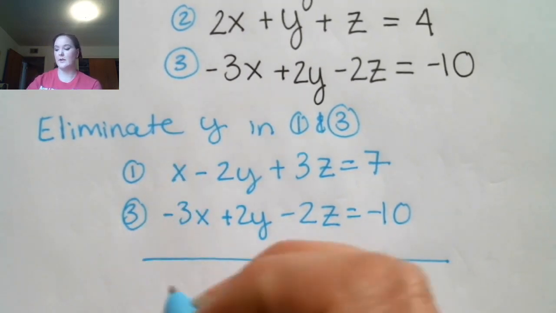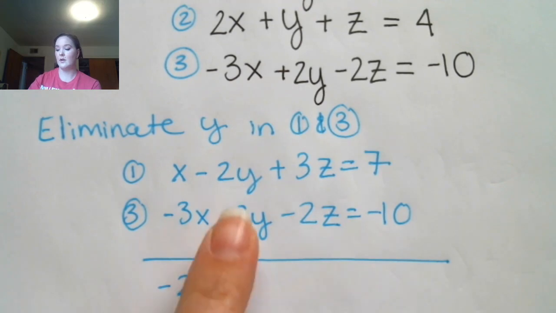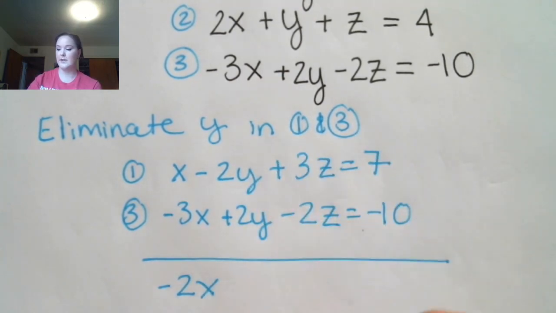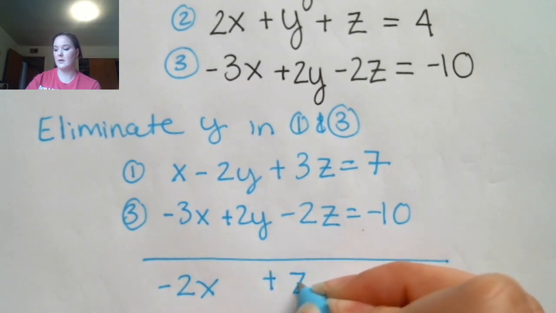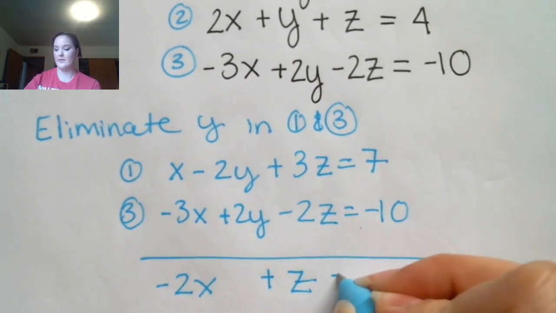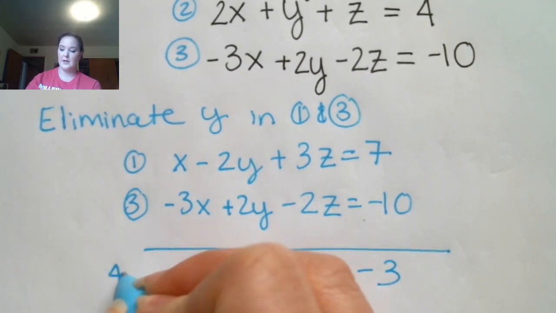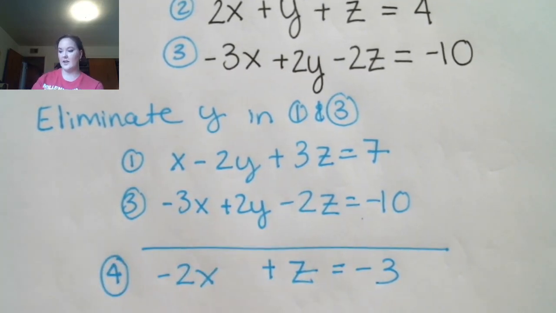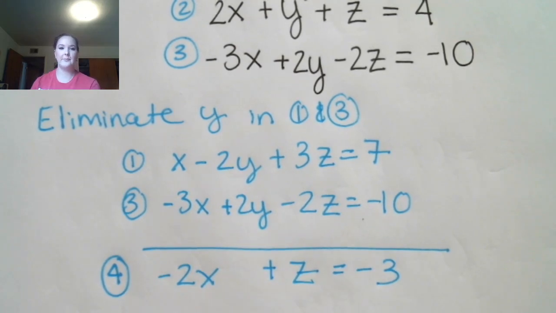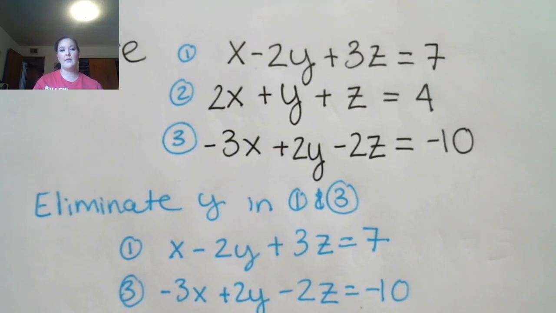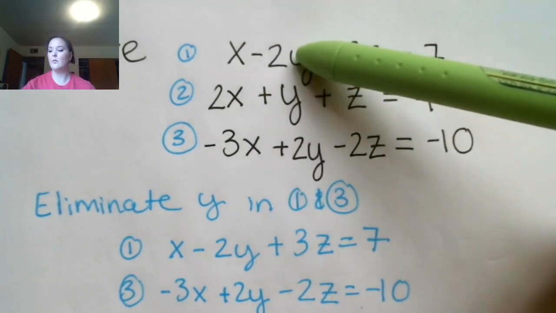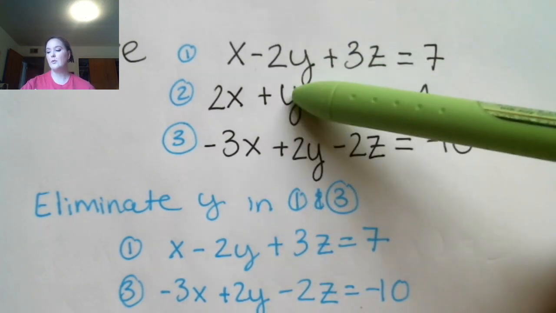Okay, so x plus negative 3x is negative 2x. Negative 2y plus 2y is 0. 3z minus 2z is 1z. Okay, and 7 plus negative 10 is negative 3. Okay, so this is what would be my fourth equation, and you can see that it only has x and z. Okay, so now I'm going to look back and try to find another pair of equations where I can eliminate y.